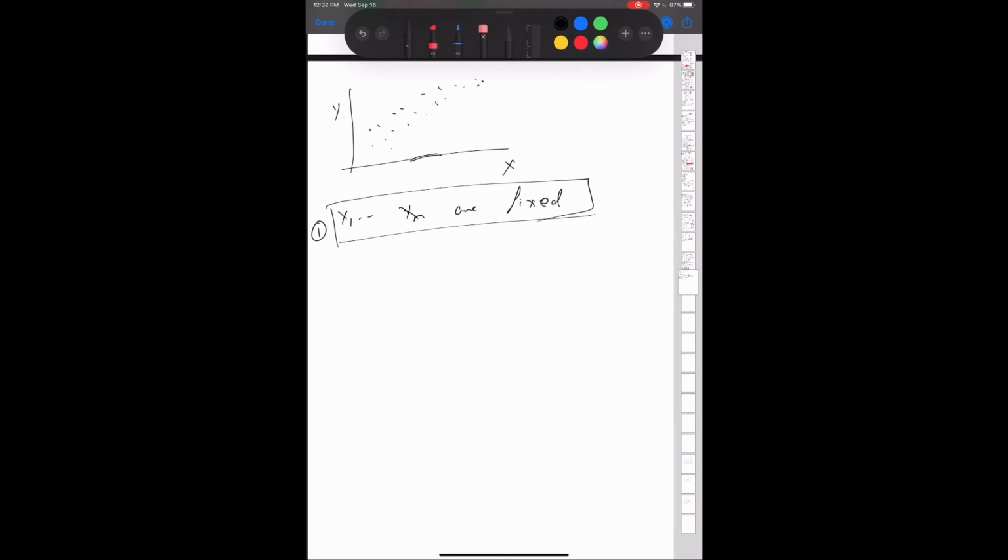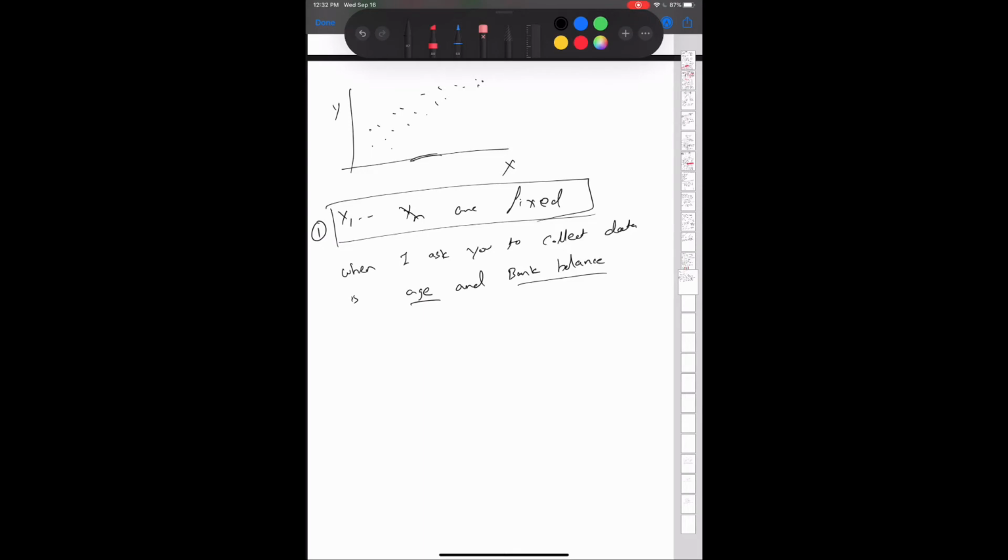So when I collect the data, let's say I want to collect the data between age and bank balance.